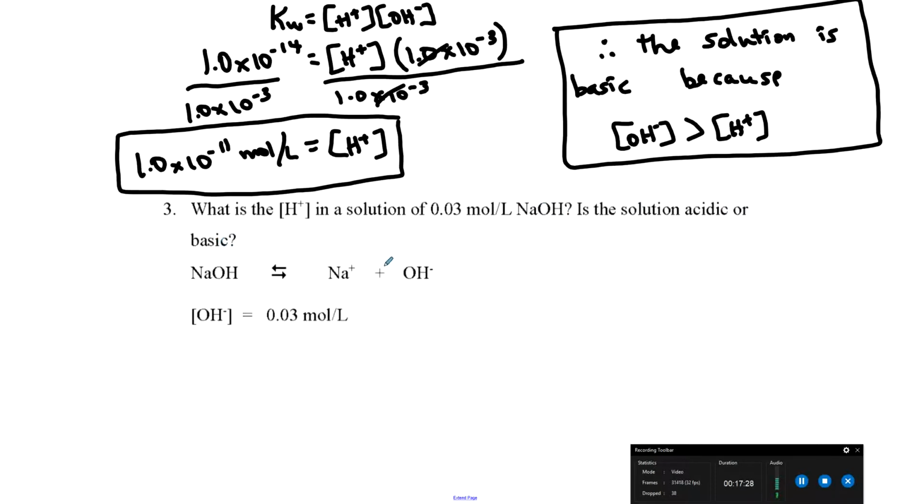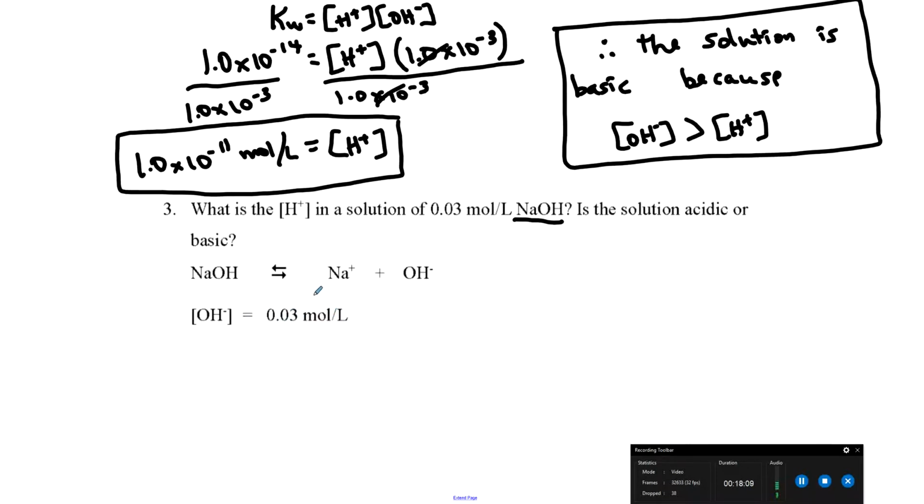Okay, well, how do we figure that out? Here we have a solute, and that solute contains the hydroxide ion, sodium hydroxide. Now sodium hydroxide will dissociate into the sodium ion and the hydroxide ion, and this all occurs in a 1-to-1 ratio. So if the concentration of sodium hydroxide is 0.03 moles per liter, that means that you also have in this solution a hydroxide ion concentration of 0.03 moles per liter.